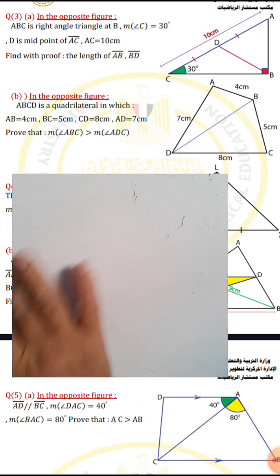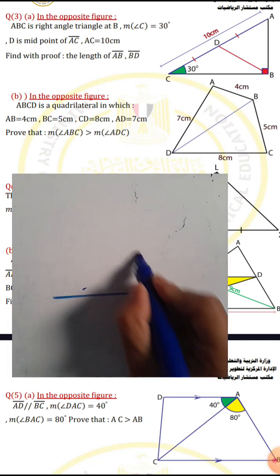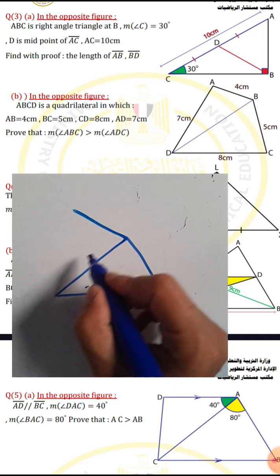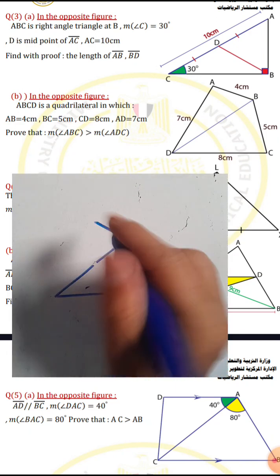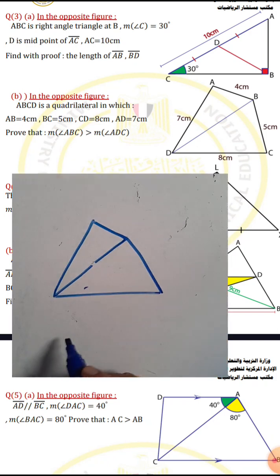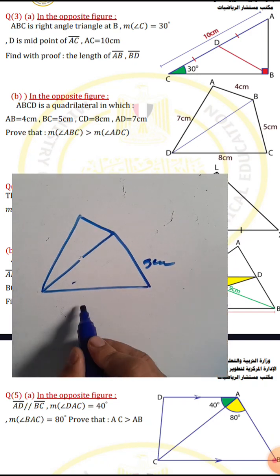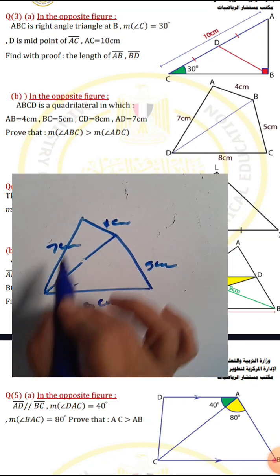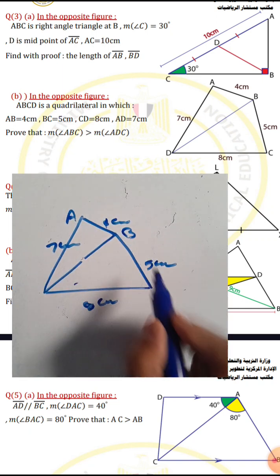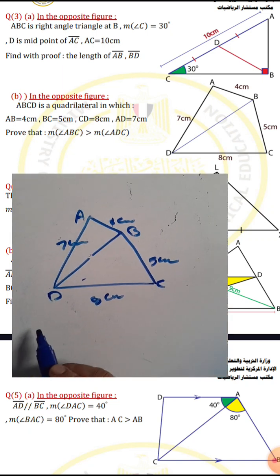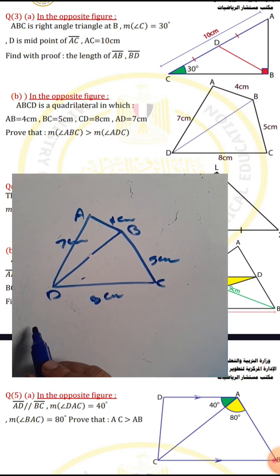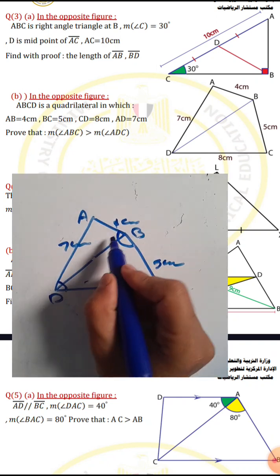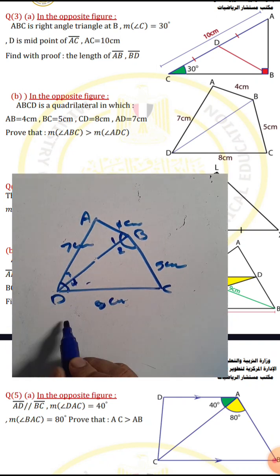Okay, I will draw it exactly. We have this side here, and draw this side length here. 5, 8, 4, 7. A, B, C, and D. He wants to prove that the measure of angle ABC is greater than angle ADC. I will put here 1 and 2 and 3 and 4.